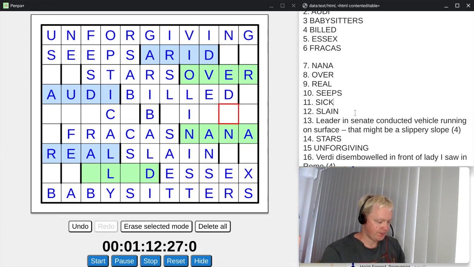So we have to mark it somehow. I'm going to put question marks here so we remember that this is not in the grid yet. And let's see this one then, number 13. A leader in Senate conducted vehicle running on surface. That might be a slippery slope.